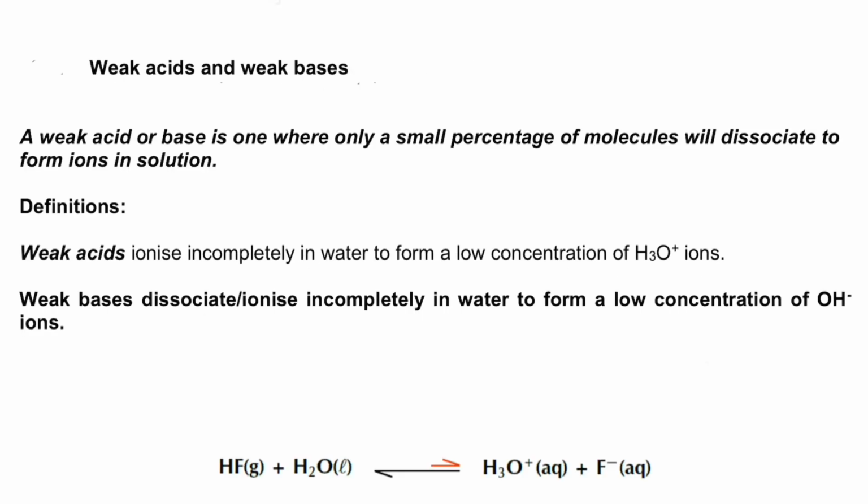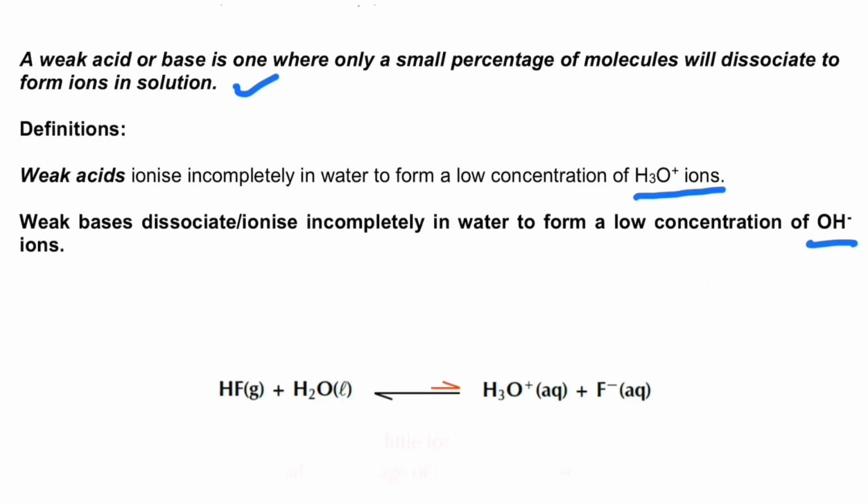A weak acid or base is one where only a small percentage of molecules will dissociate to form ions in a solution. Weak acids ionize incompletely in water to form a low concentration of H3O+, while weak bases dissociate incompletely to form a low concentration of OH-. So if a base or an acid produces a low concentration of H3O+ or OH-, then it is considered weak.